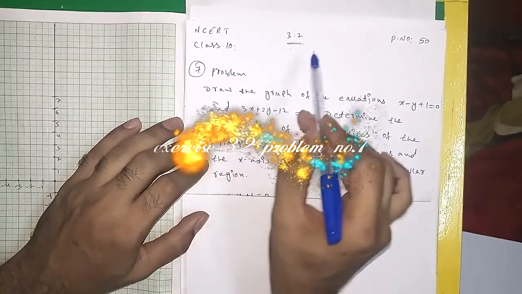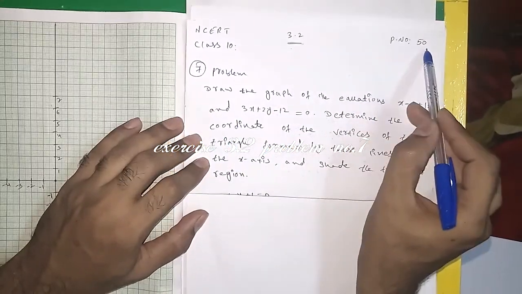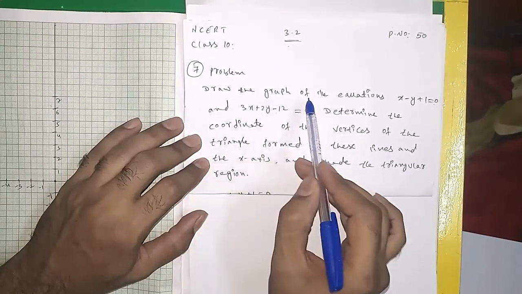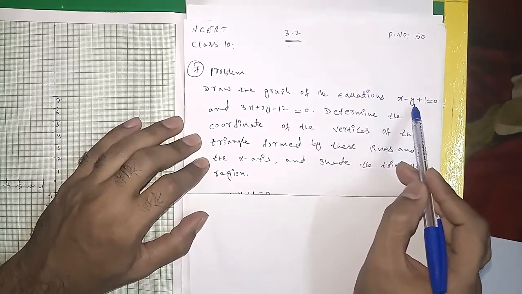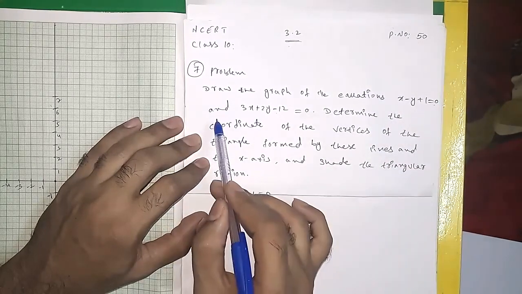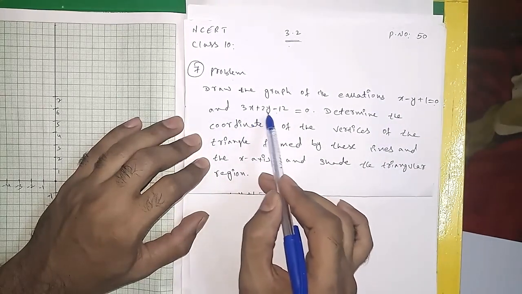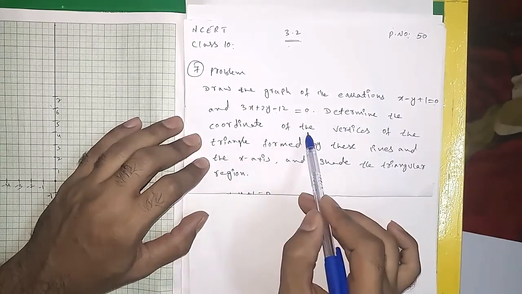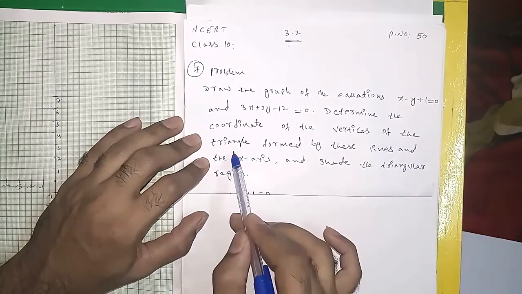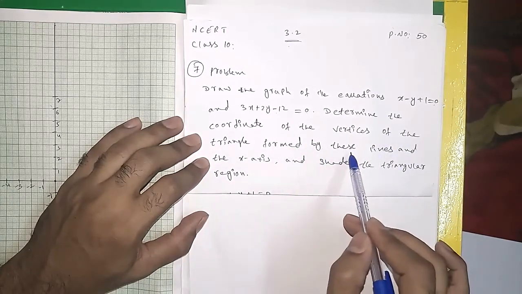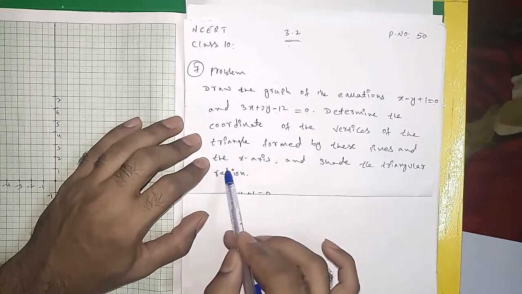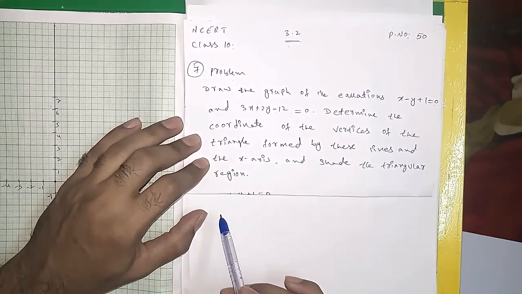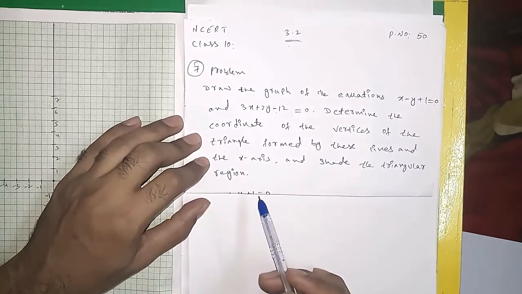NCERT class 10th exercise 3.2, page number 50. Seventh problem: draw the graph of the equations x minus y plus 1 is equal to 0 and 3x plus 2y minus 12 is equal to 0. Determine the coordinates of the vertices of the triangle formed by these lines and the x-axis, and shade the triangular region. Okay, this was the question. Now we will go for the problem.